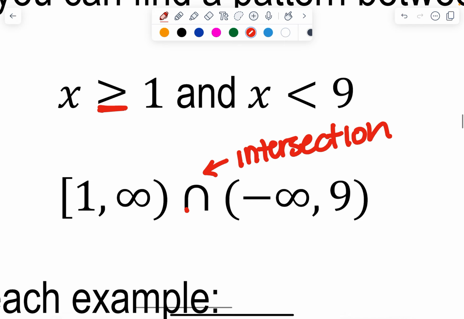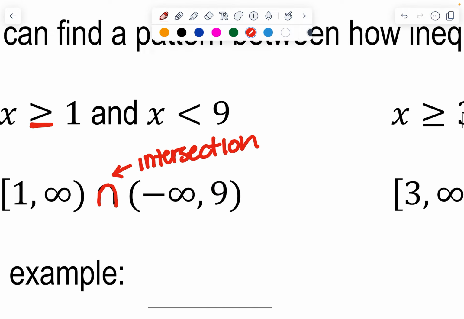All right, and so we use the intersection symbol, and then x values less than 9. So think about x values less than 9. So that's to the left of 9. So we're going to start at negative infinity, and then it goes to 9 and stops. We're not including 9, so parentheses, and we put a parentheses on the negative infinity.